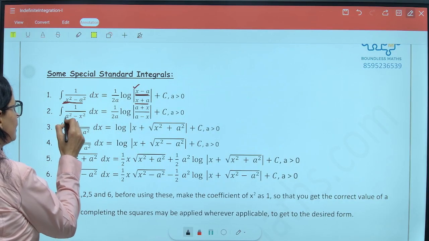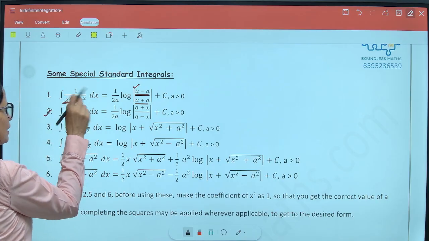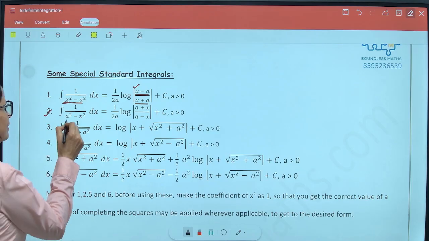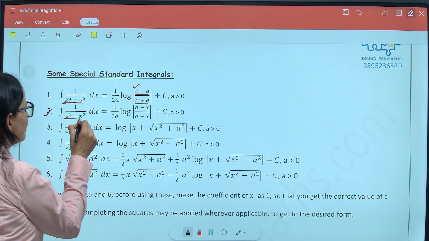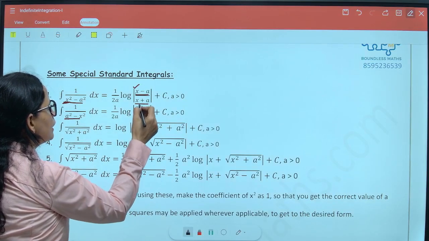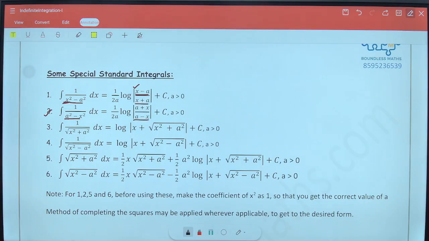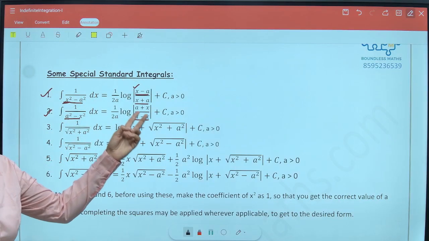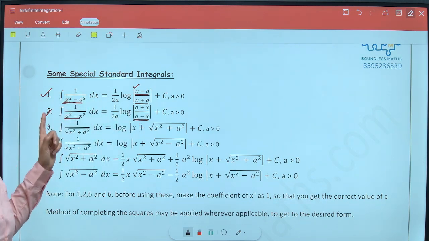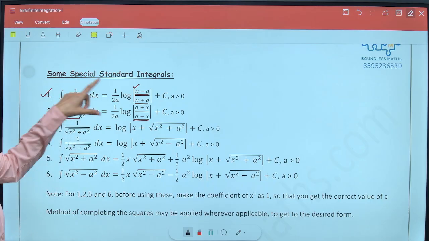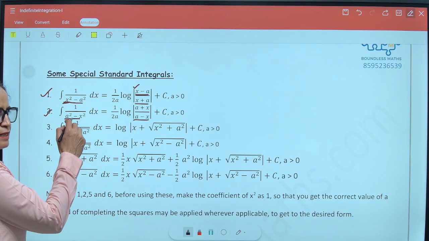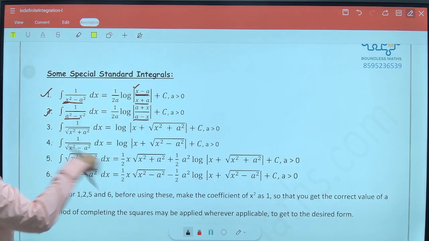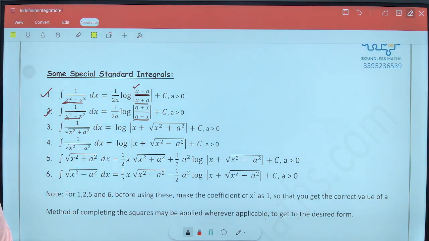1 by 2a is outside. In the next formula, what do you have? A square minus x square. Just their position has changed. When it is the constant initially, then a minus x stays in the denominator and you have a plus x in the numerator. So first learn these two formulas. 1 upon x square minus a square is 1 by 2a log of x minus a goes up, x minus a upon x plus a. When you have to integrate 1 upon a square minus x square, then again it is similar, 1 by 2a, and a square minus x square brings a minus x in the denominator, a plus x in the numerator. Learned? Learned these two? Perfect.